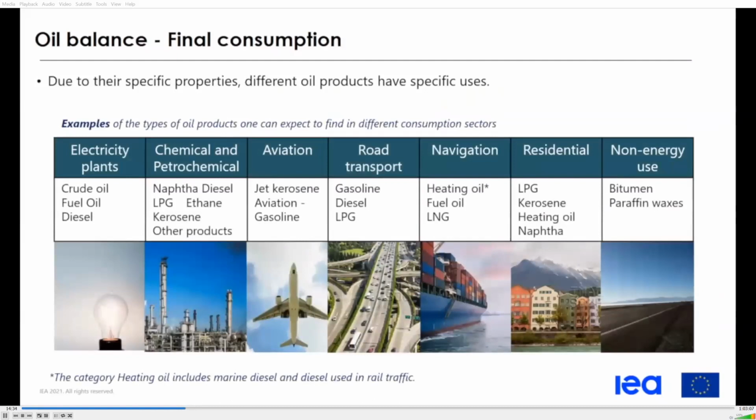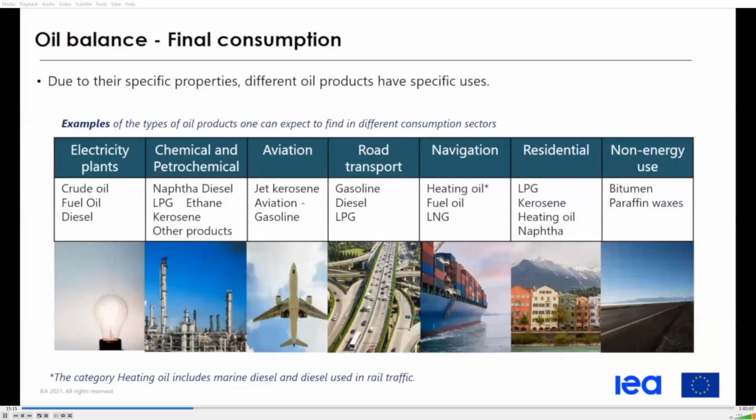So here are some examples. Crude oil, as I told you, can be used in electricity plants, but we have also fuel oil and diesel that are most of the time used for this. In aviation, you would expect jet kerosene or aviation gasoline. In transportation, of course, we would expect gasoline, diesel, LPG, etc. You can see here some main uses, maybe one point on non-energy uses. This part we still record for accountability, and bitumen is mostly used, for example, in the creation of roads.